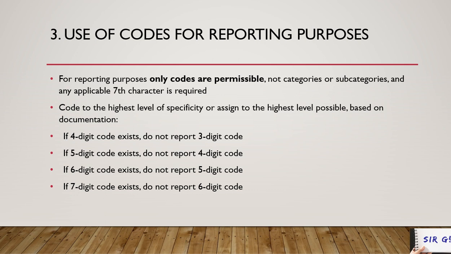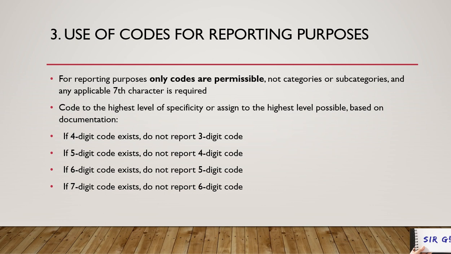Okay, so before moving on to your 7th character, I just want to highlight this reporting purposes guideline that I've been mentioning a while ago. For reporting purposes, only codes are permissible, meaning you only need to report a valid code, and a valid code is the end, or if there's no additional character that may be used, meaning you end up using the highest level of specificity, not categories or subcategories. If you're only coding up to the subcategories, that is considered invalid. So you need to go through the highest level of specificity.